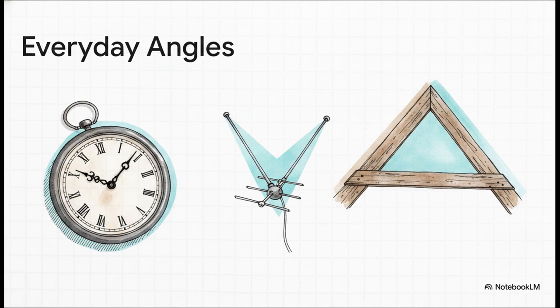Think of a standard analog clock. That opening between the minute hand and the hour hand, it doesn't just tell you the time. It creates this dynamic, shifting angle that changes every single second, carving a circle up into precise, functional slices.